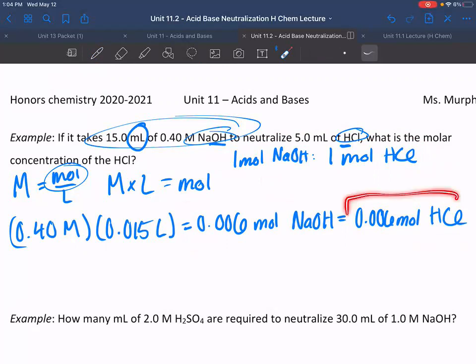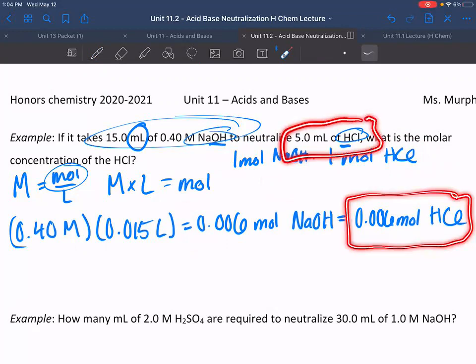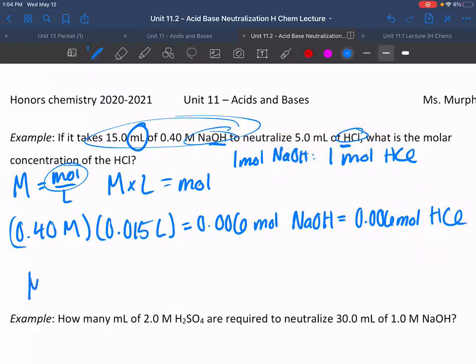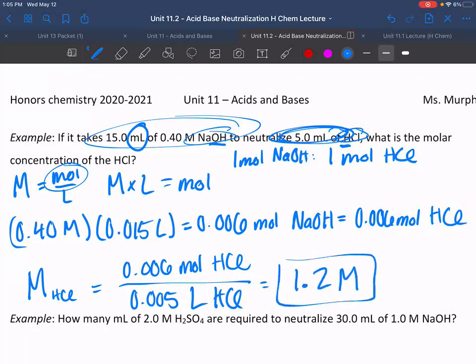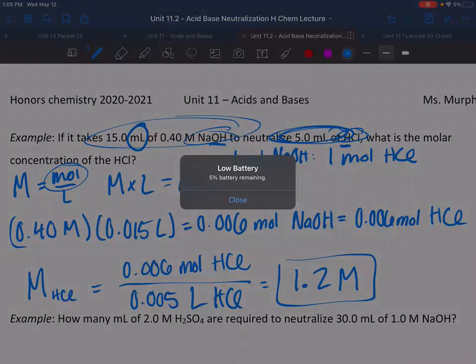How can we get a concentration from our moles of HCl and our volume of HCl? Moles over liters, that is molarity. So now when we're figuring out the molarity of HCl, we just take our 0.006 moles of hydrochloric acid over, making sure to convert our 5 mL to liters, 0.005 liters of HCl. We get that the molarity was 1.2. Dun, dun, dun.